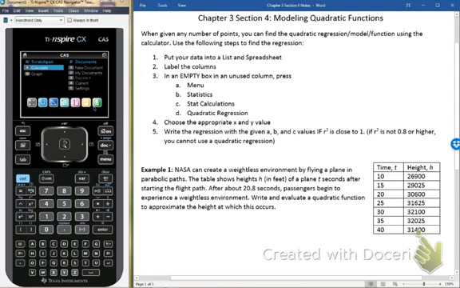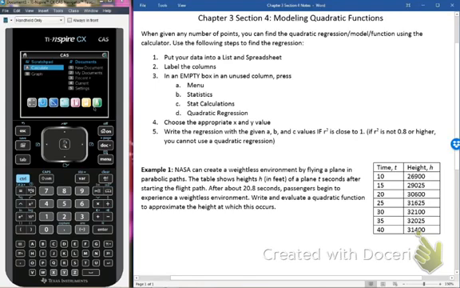So let's go ahead and do a problem. In example 1, it says NASA can create a weightless environment by flying a plane in parabolic paths. The table shows heights h in feet of a plane t seconds after starting the flight path. After about 20.8 seconds, passengers begin to experience a weightless environment. Write and evaluate a quadratic function to approximate the height at which this occurs. Now in this particular problem it says use quadratic regression, find a quadratic function. So that's what we're going to do.